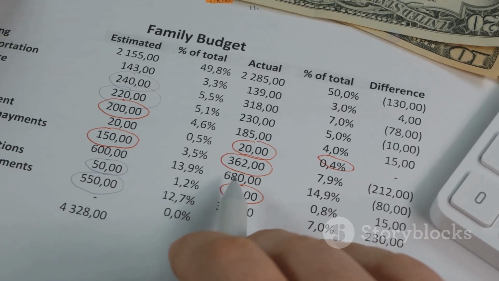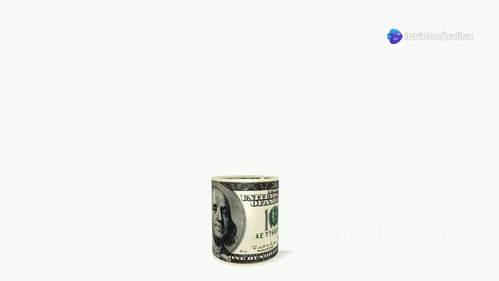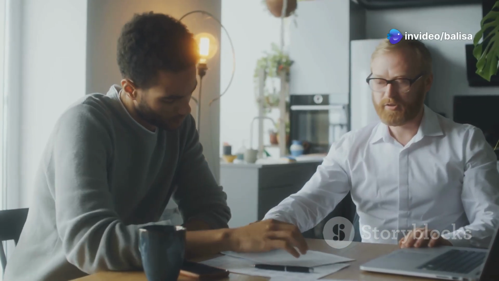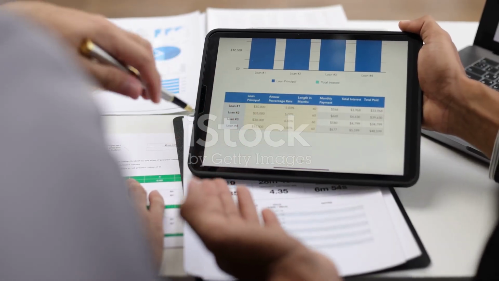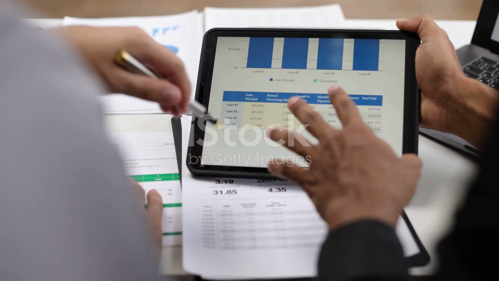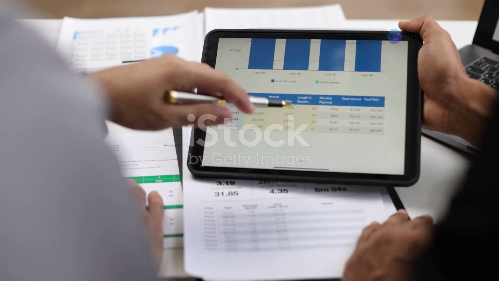Let's start with the basics: income and expenses. Think of your income as the root of your financial tree. It's the lifeblood that nourishes your financial well-being. Now, there are different types of income streams, and understanding them can open doors to greater financial security.